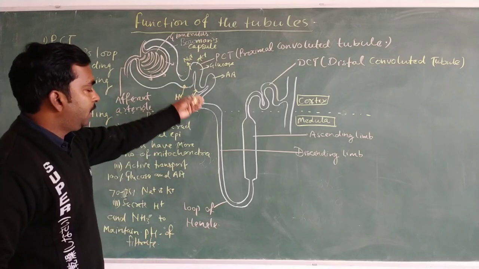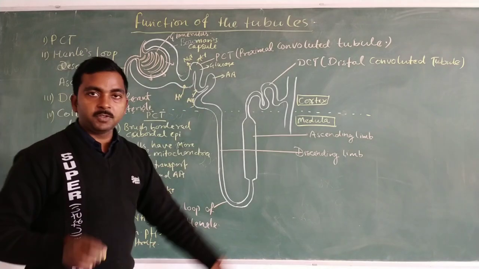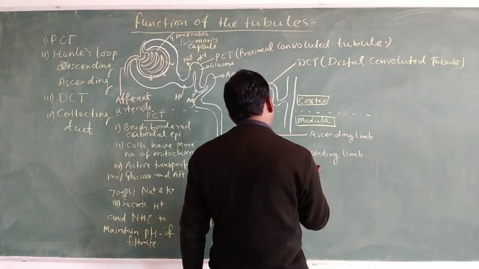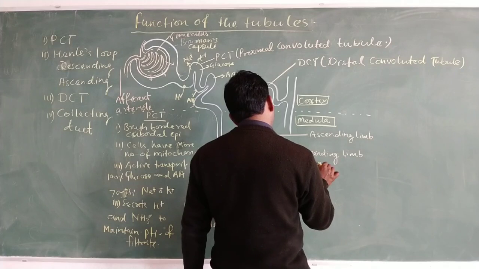Now after the PCT, the next part is the descending limb. The descending limb is made up of squamous epithelium.